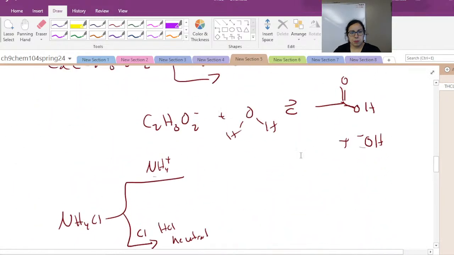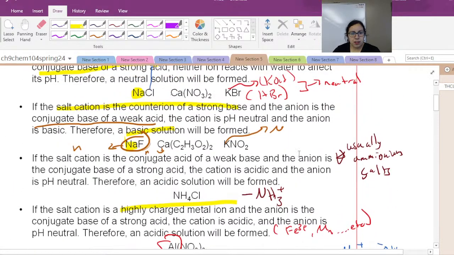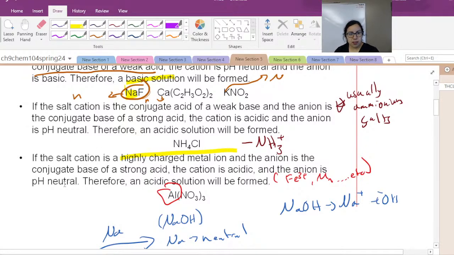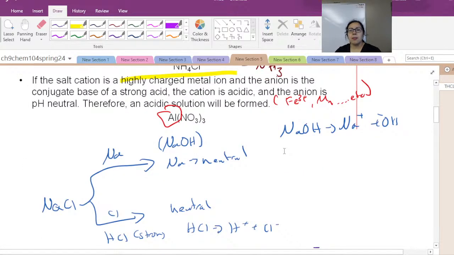I'll scroll back up. So it's on this same page. It was going through the rules. And remember this last one here? It's part of this last one, right? So it says if it's a highly charged metal ion and so on, the anion is, of course, just the conjugate base, but just focusing on our highly charged metal ion. So if we have a metal ion, then it tends to be acidic. So this is kind of a special one.